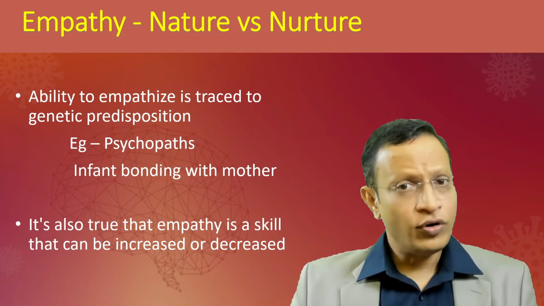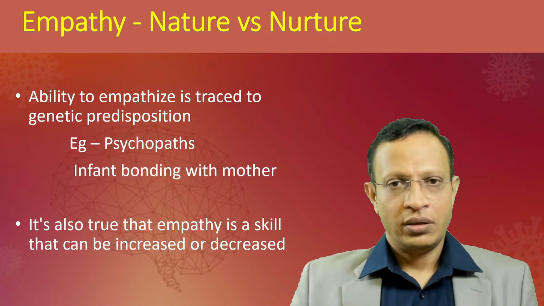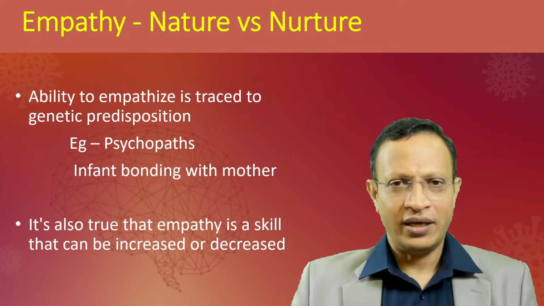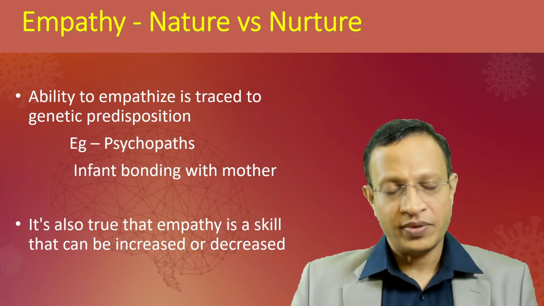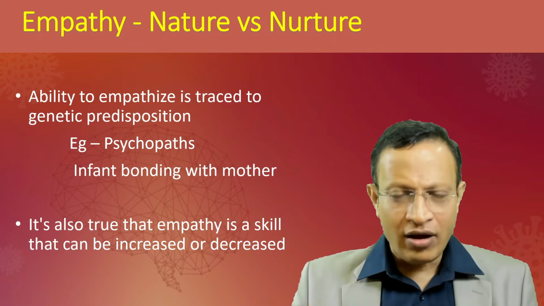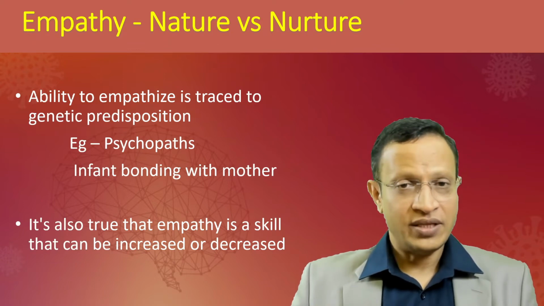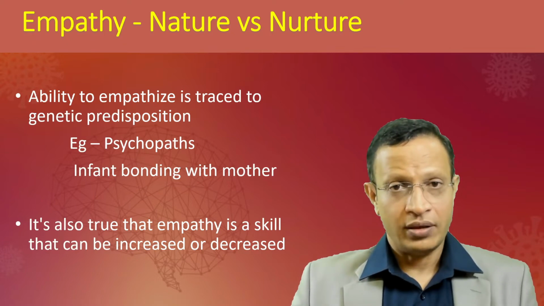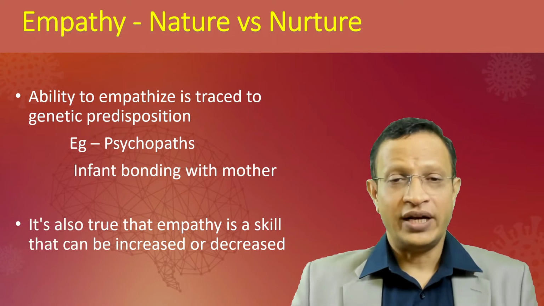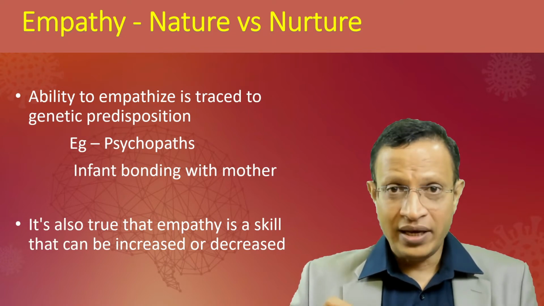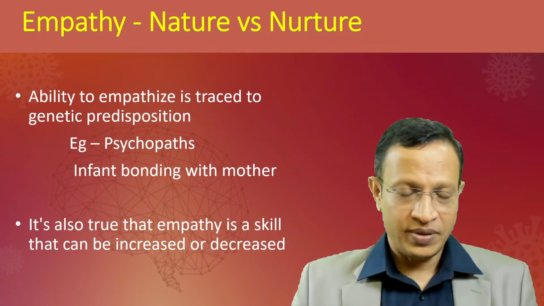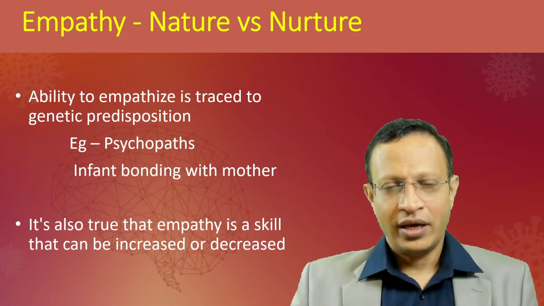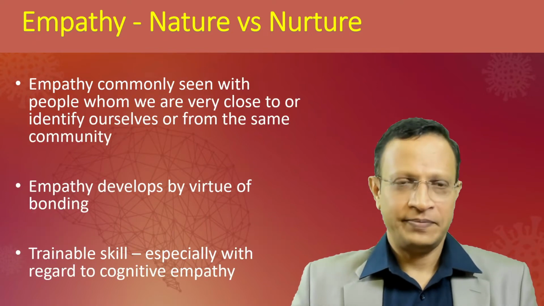Not only that, if you look at psychopaths or people with antisocial personality disorder, all along their life, with any amount of training, they may not be able to feel what the other person feels. That means there is a complete lack of empathy in those people. That means there is a high loading of genetic predisposition. However, we need to understand it is also true that empathy can be increased or decreased by training. Here you are going to improve the cognitive empathy. Emotional empathy is very difficult unless you are able to feel for it.